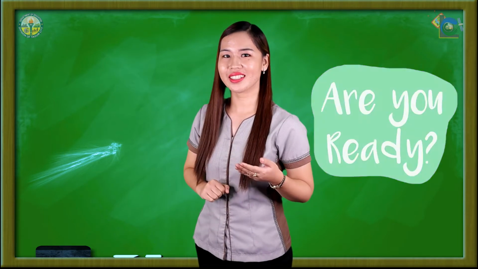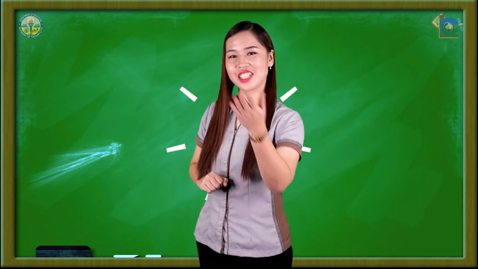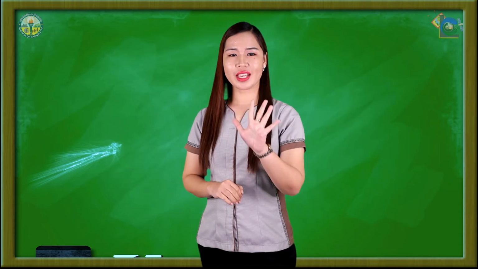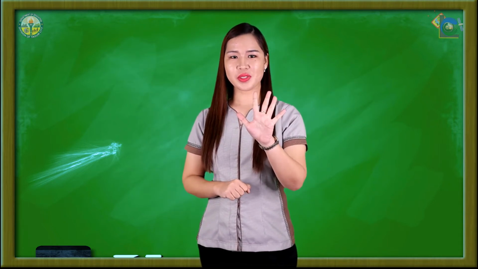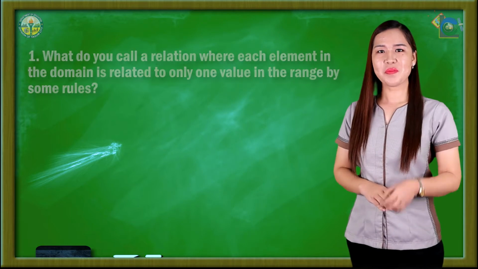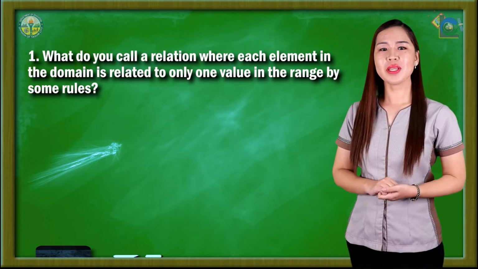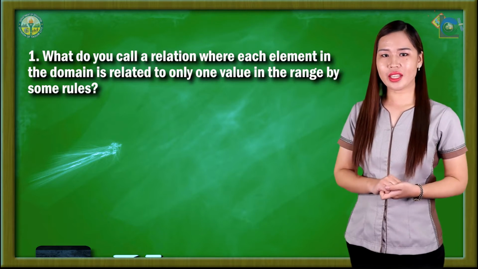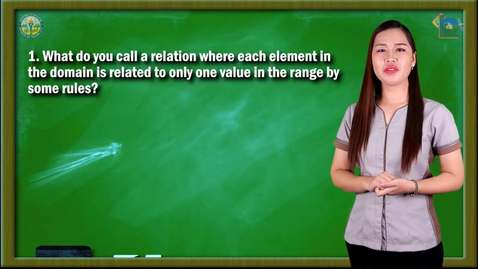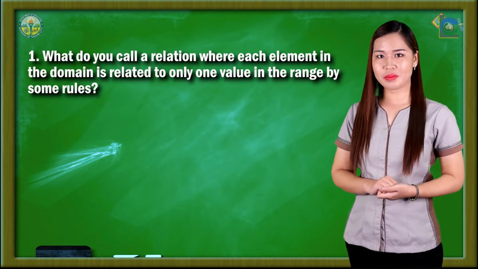Before we proceed to the lesson, let's assess what you already know about the lesson. Are you ready? Let's start! Choose the letter of the best answer. You have 5 seconds for every item to answer. Question number 1. What do you call a relation where each element of the domain is related to only one value of the range by some rules?